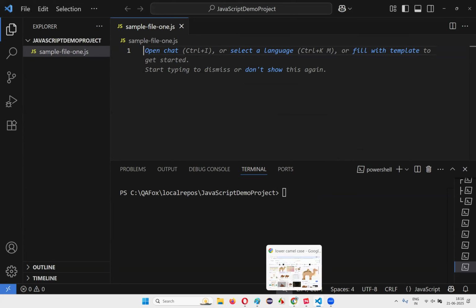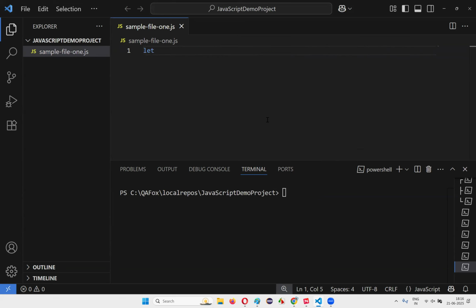Okay. So now the next thing that I'm going to do here is create some variables, guys. let minChildAge is equal to 5. This is lower camel case. let maxChildAge is equal to 12. Okay. So this is an example of lower camel case. Naming convention of the variables is lower camel case. File names are in kebab case.